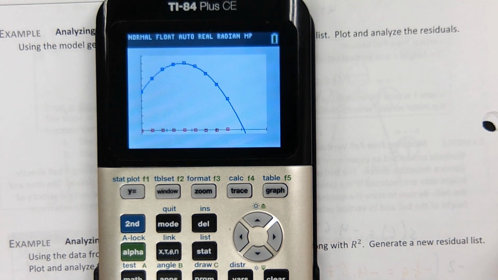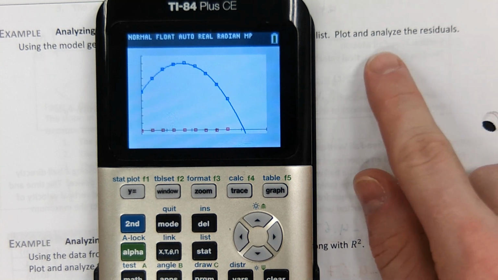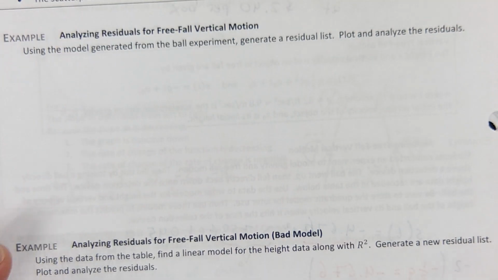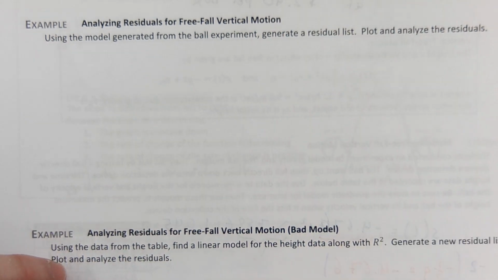So do you see how these residuals are relatively close to the x-axis, scattered above and below, and they don't form any kind of odd shape or pattern? Because of that, we know we have a good model. Cool with that? So I'm actually going to answer the question where it says analyze the residuals. I plotted them. There they are. Here's the residual analysis. You just write this wherever you have space.